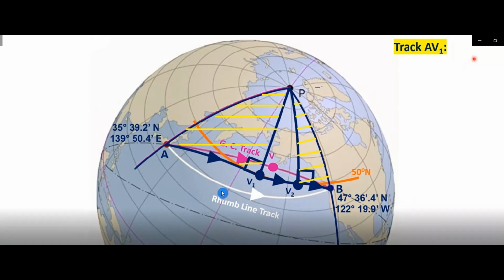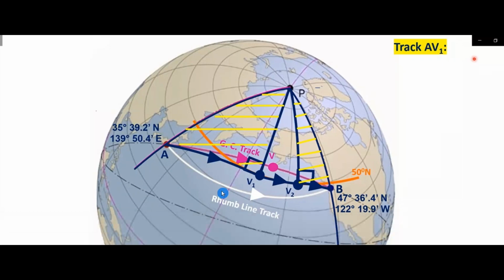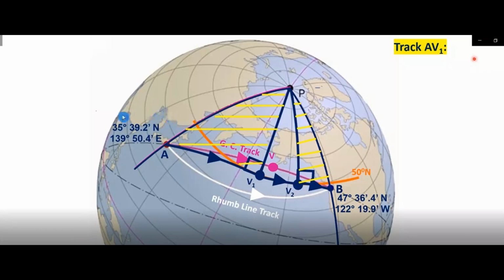In composite sailing questions, beta, the information given to us is: they will give us our initial position, like you see, position of A is given. They will give us the destination position. You can see the position of point B is also given, and they will give us the limiting latitude.